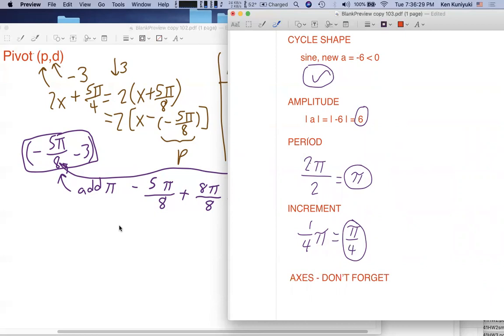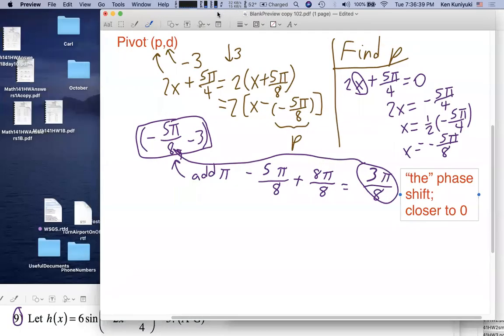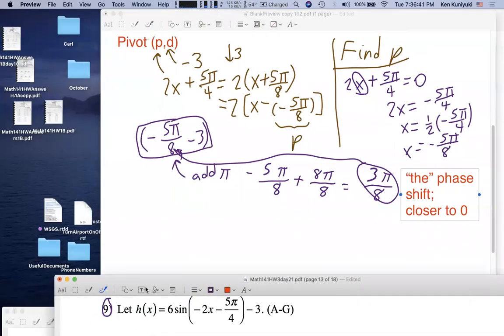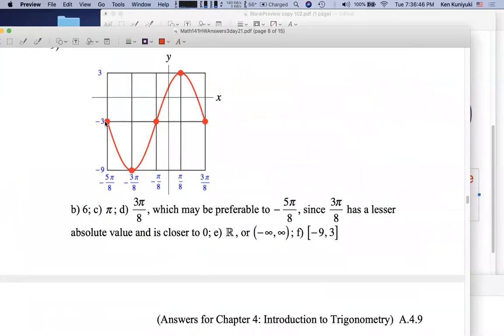I have a question. Go for it. So the little p, the -5 pi over 8, that's the leftmost x-axis on the graph, no matter what? Unless it's tangent. The left center point I call the pivot for all 6 trig functions except tangent.